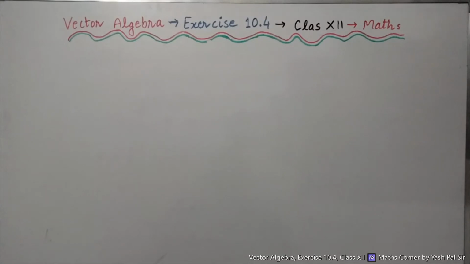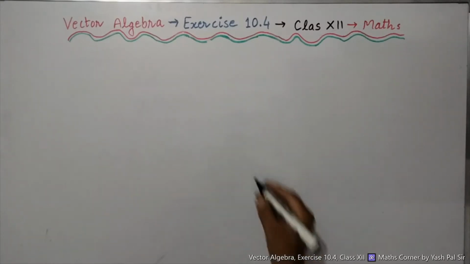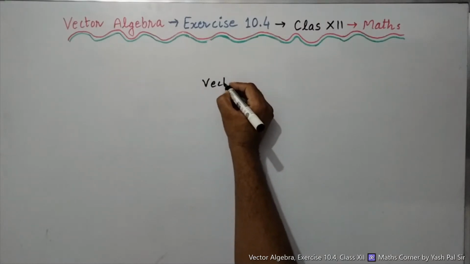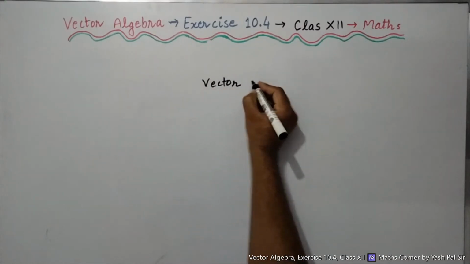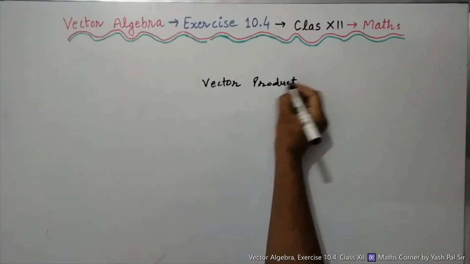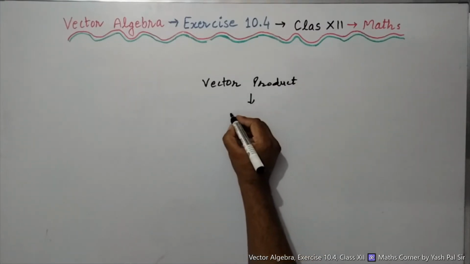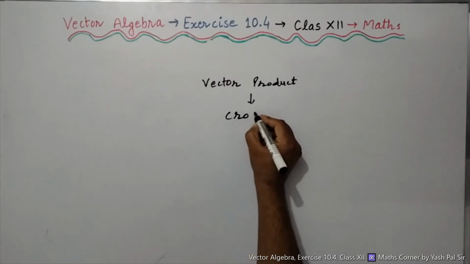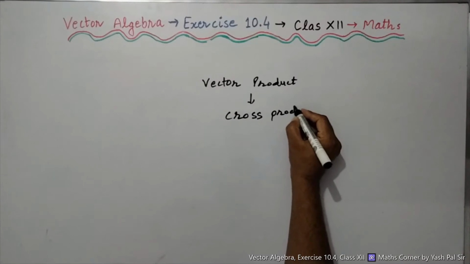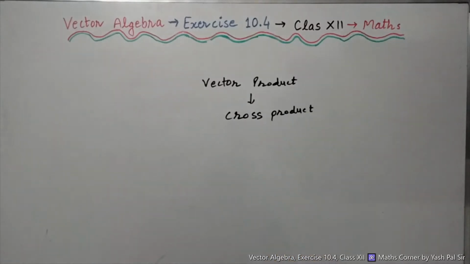Here, our main concern is the vector product of two vectors, which is also named the cross product. We shall try to understand this with one example.